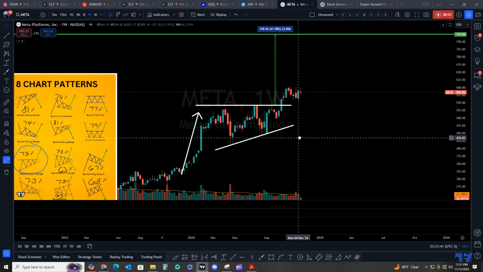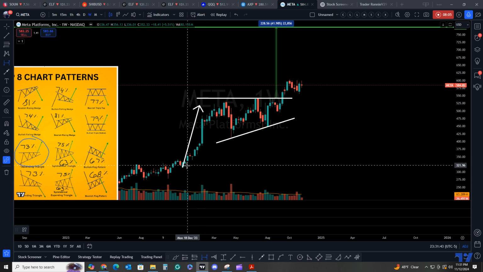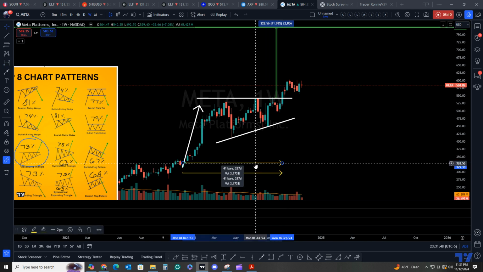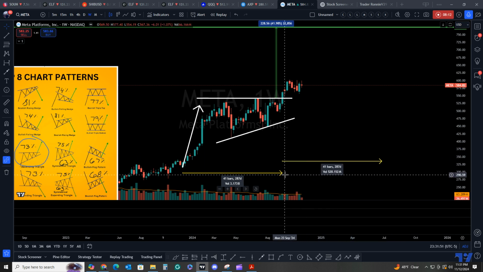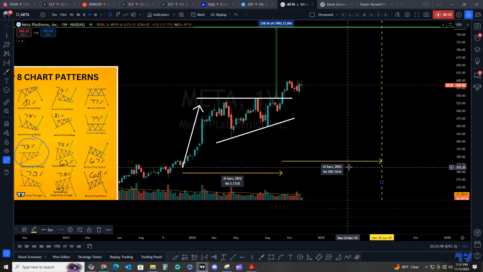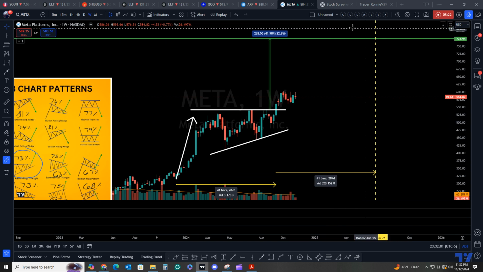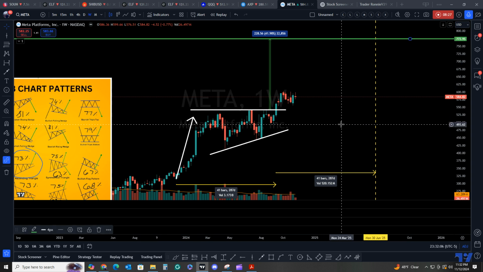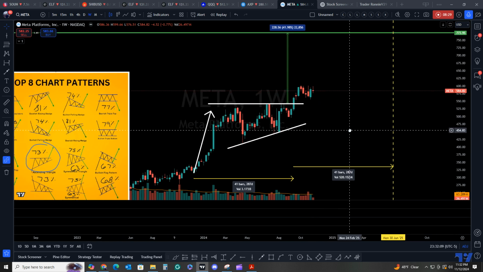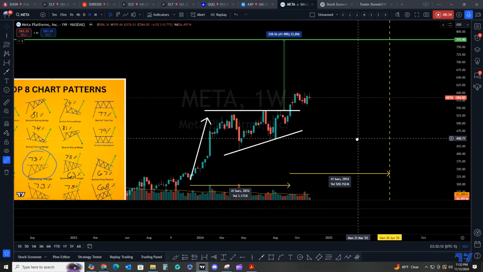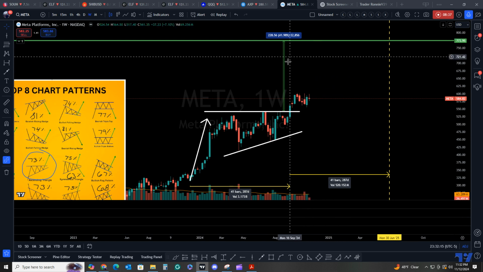So next up, we're going to do our measured timeline. Our measured timeline is again from that point to the breakout. Copy paste that, drag it over, and we have a measured timeline of around end of June 2025 to get to a profit target of 773. So now you know how to find an ascending triangle, draw it on the charts, measure the timeline, and measure the move and get your profit target.